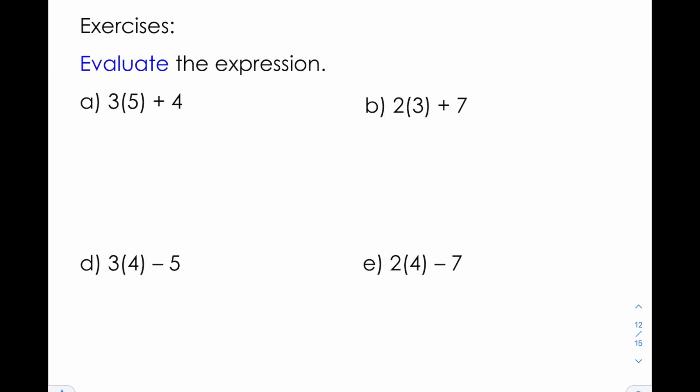Pause the video, come back when you're ready. So here we have 3 times 5 plus 4, so we have 15 plus 4, and that is equal to 19. Here we have 2 times 3 plus 7, so 2 times 3 is 6, plus 7, and that is equal to 13. Here we have 3 times 4 minus 5, so we have 12 minus 5, which is equal to 7. And 2 times 4 minus 7, 8 minus 7 is equal to 1.